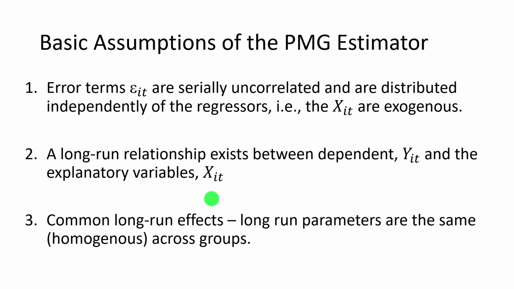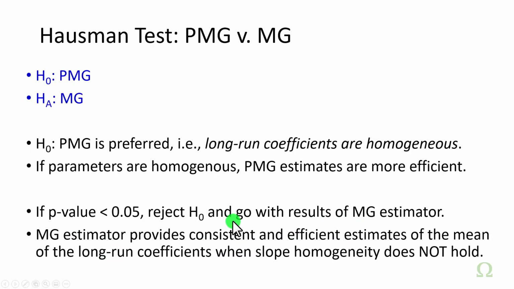So the basic assumptions of the PMG estimator are, number one, that the error terms are serially uncorrelated and distributed independently of the regressors, and so we don't have that endogeneity problem. Two, that a long-run relationship exists between the dependent variable and the explanatory variables. And finally, that there are common long-run effects in that long-run parameters are the same across the groups.